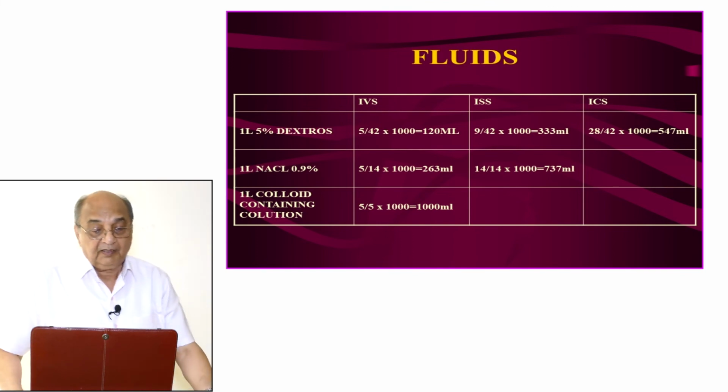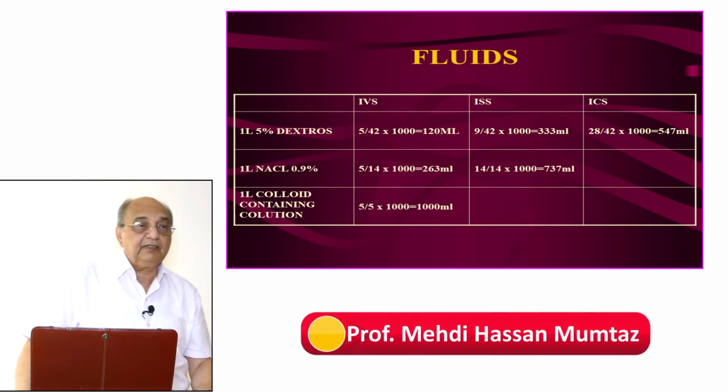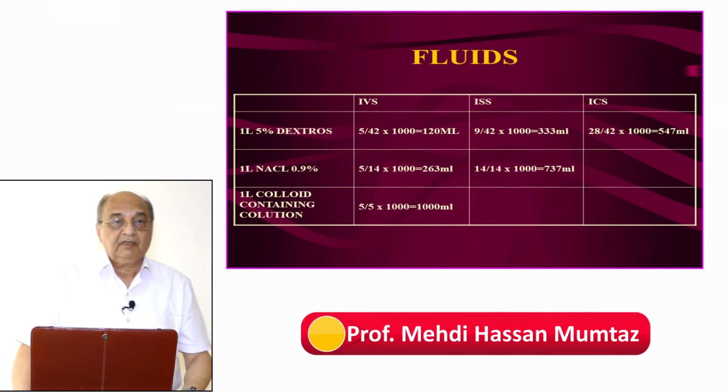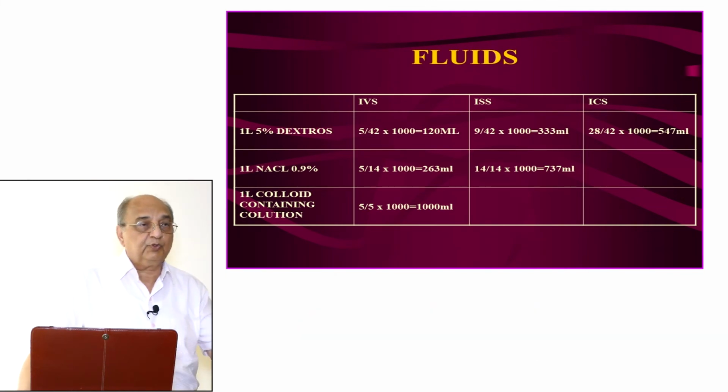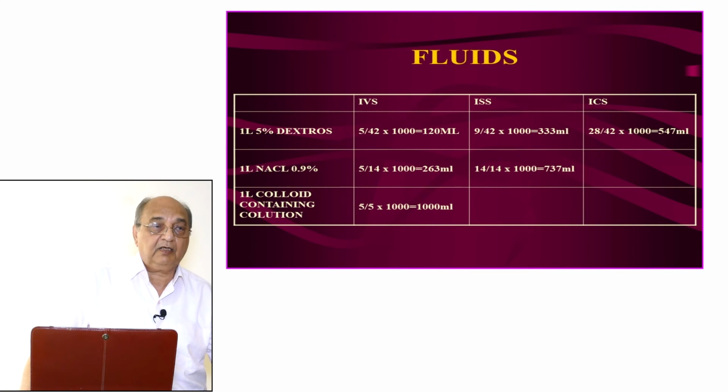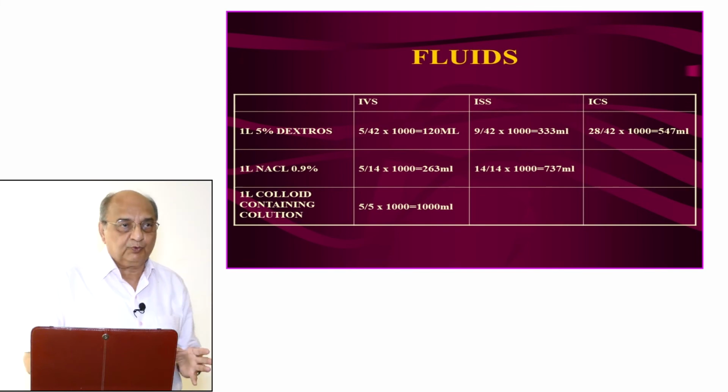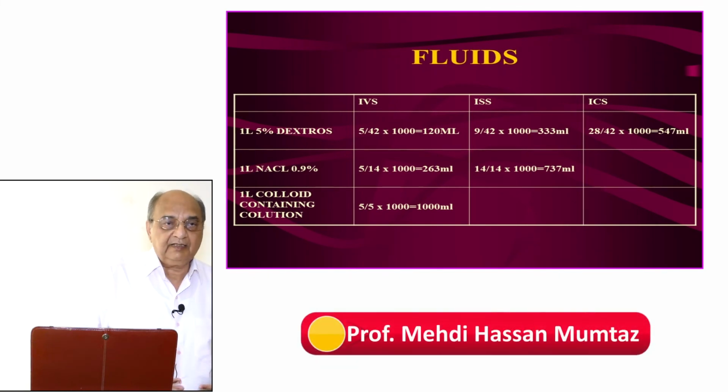Now, for example, if I give you 1 liter of 5% extra water, how much will stay in the vessel, how much will go into the interstitial compartment, and how much will go into the cell? You can mathematically calculate it. It doesn't mean that it's a hard and fast rule, but you can nearly guess which compartment is getting how much.